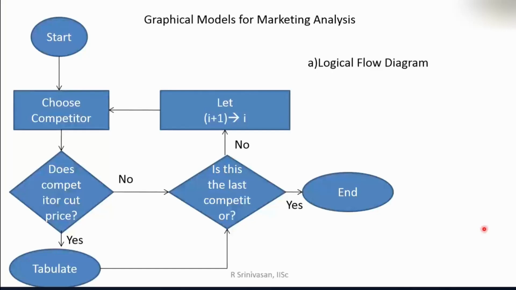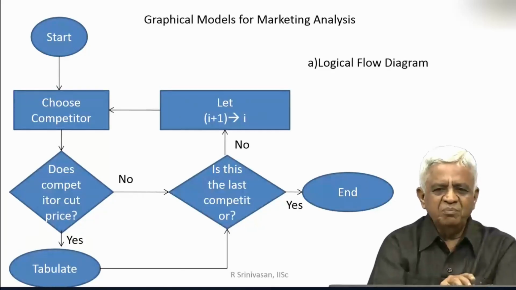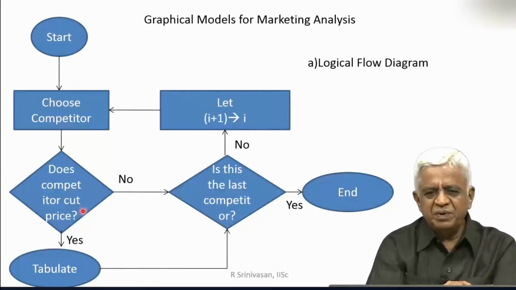Then we look at some graphical models for analysis. One of the graphical models for analysis is what is called the logical flow diagram. What is this logical flow diagram? Note that all these models are looking at the price of the product and what the competitor is doing. So you start with this scenario of the flow. You choose the competitor. Now, is the competitor going to cut the price of the product?